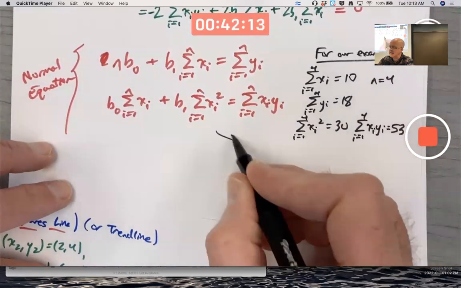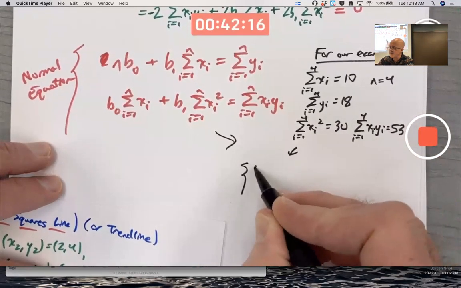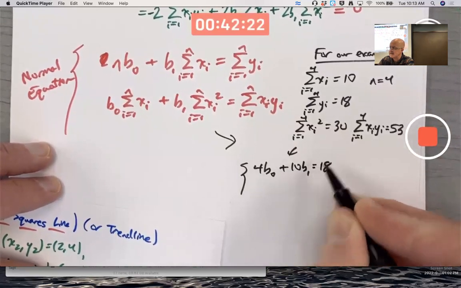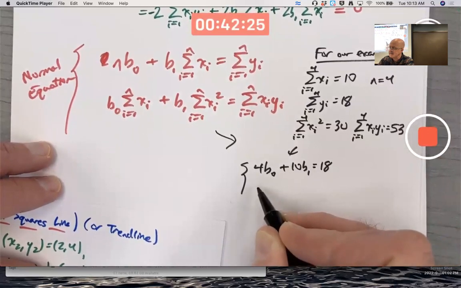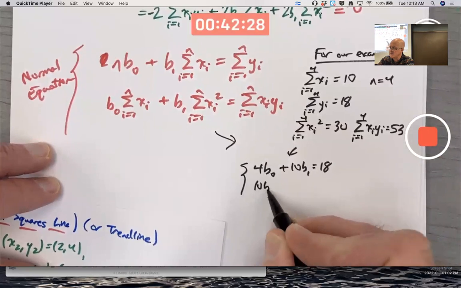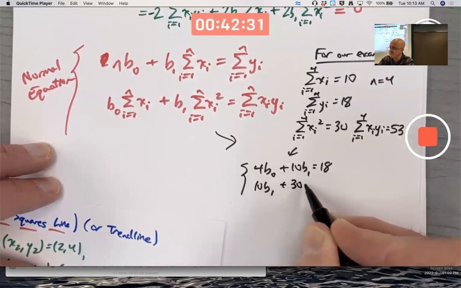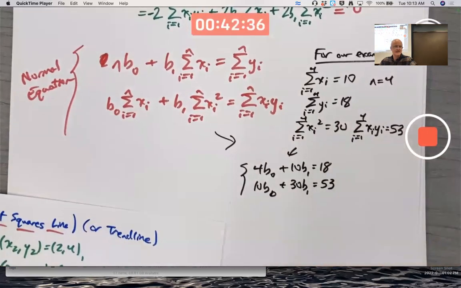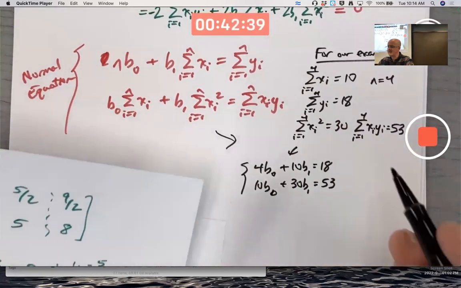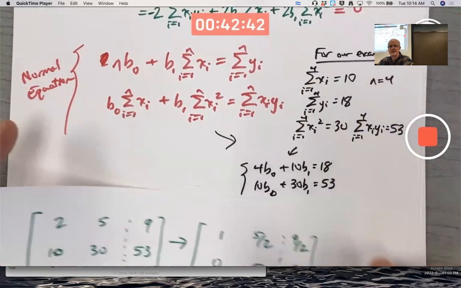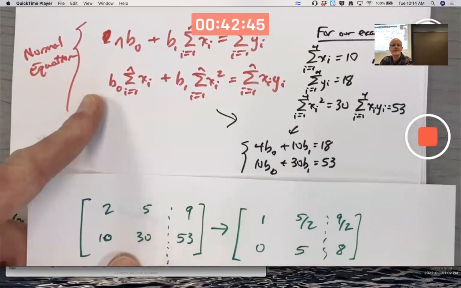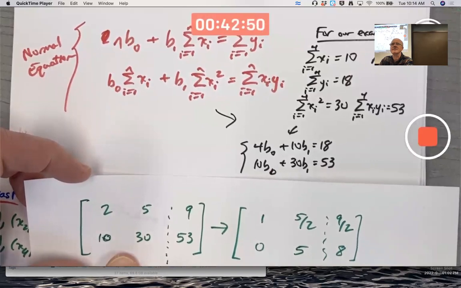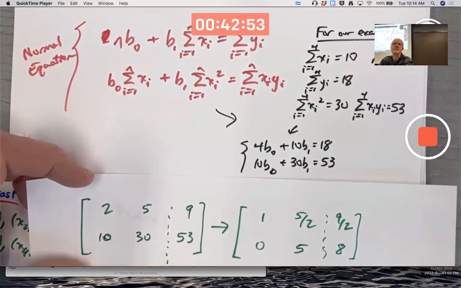So we get, combining these things, the system 4B0 plus 10B1 equals 18, and 10B0 plus 30B1 equals 53. Yeah, if we divide the first equation, everything by 2, that gives us the same thing as we got in this matrix. Okay. So it's going to be the same solution. B0 is 0.5 and B1 is 1.6.